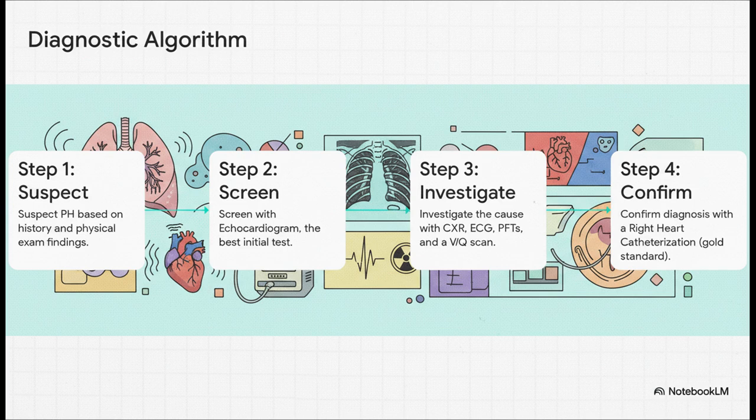Step 3, you play detective and investigate the why. Which of those 5 groups does this patient belong to? You'll use tests like a chest x-ray, ECG, and a VQ scan to rule out those chronic clots. But step 4, and this is the absolute key, you have to confirm it and get exact pressure measurements with a right heart cath. No shortcuts.